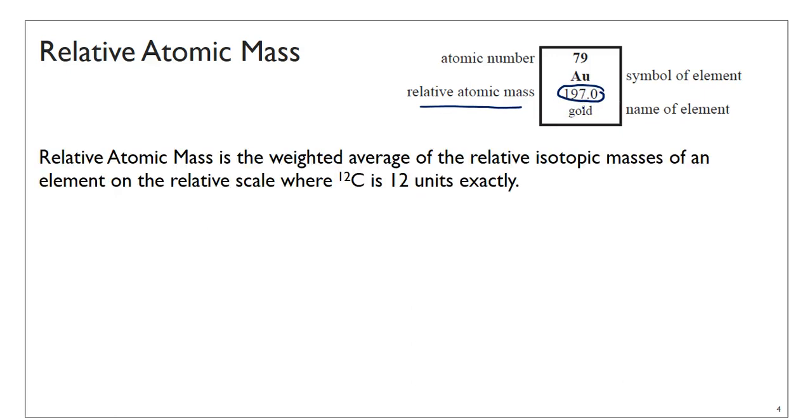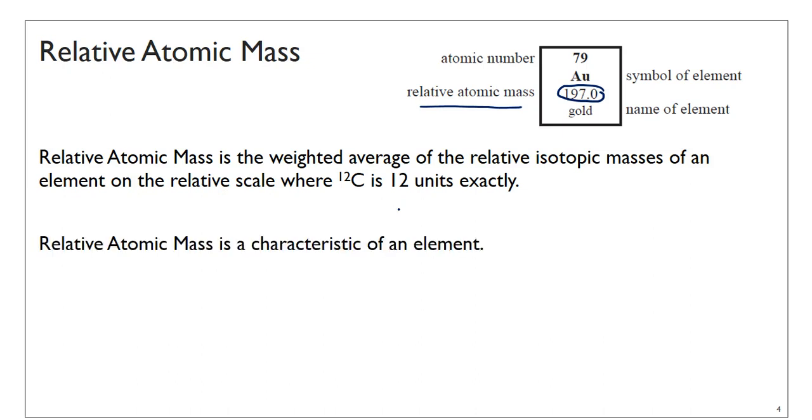This is a definition of relative atomic mass taken from the textbook. Relative atomic mass is the weighted average of the relative isotopic masses of an element on the relative scale where carbon-12 is 12 units exactly. Very easy to understand. No problem? Any question? Okay, no question.